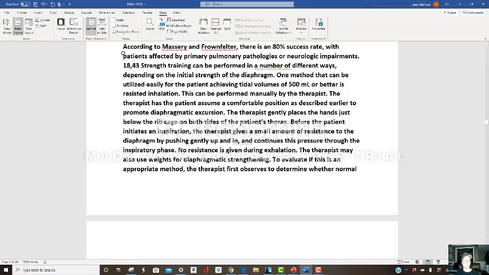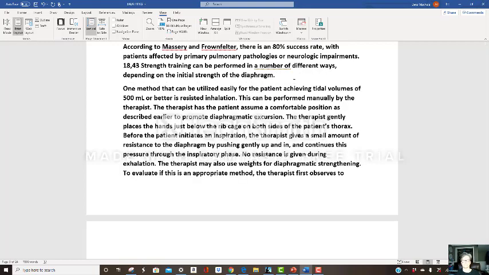The therapist has the patient assume a comfortable position as described earlier to promote diaphragmatic excursion. The therapist gently places the hands just below the rib cage on both sides of the patient's thorax. Before the patient initiates an inspiration, the therapist gives a small amount of resistance to the diaphragm by pushing gently up and continues this pressure through the inspiratory phase. No resistance is given during exhalation.